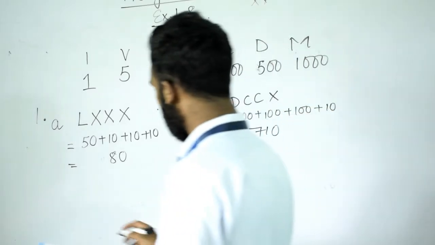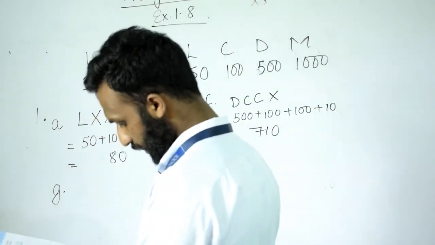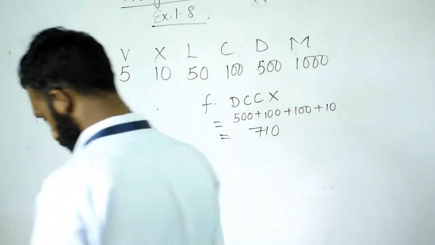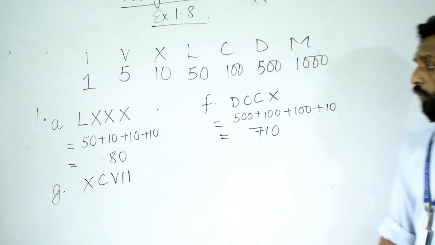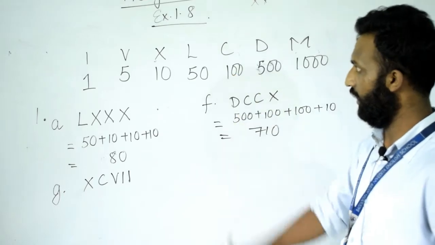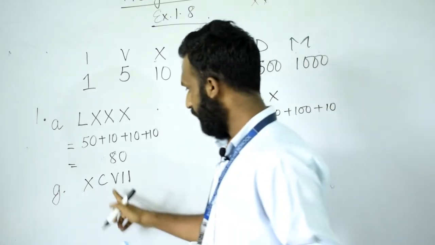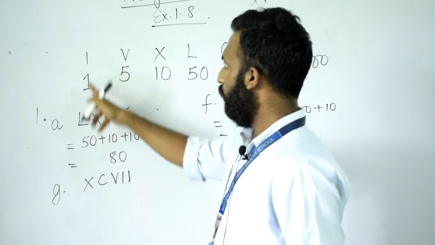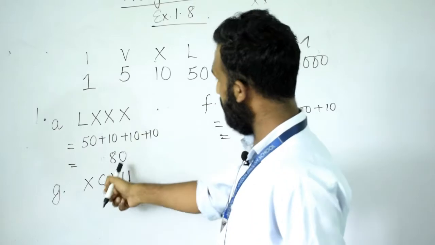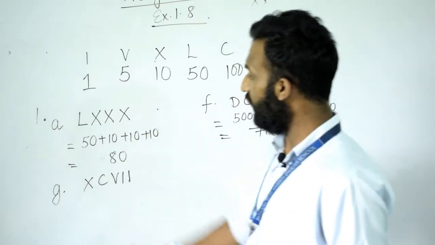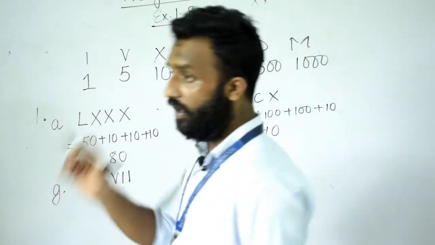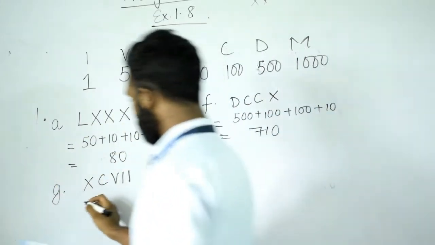Let's do one more. Number G. In G we have X, C, V, I, I. What does X mean? X means 10. C means 100. V means 5. I means 1, and another I means 1. So see here, C means 100 and X is before the greater symbol. That means subtraction is happening here.